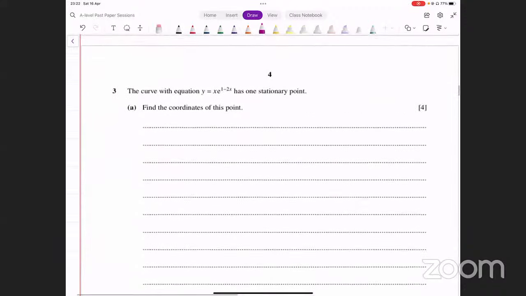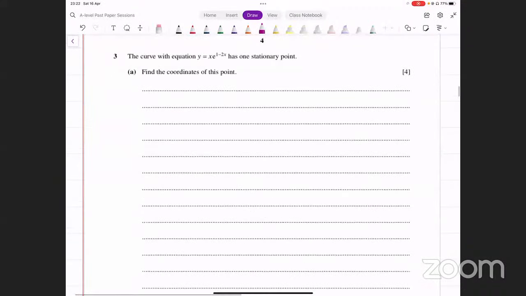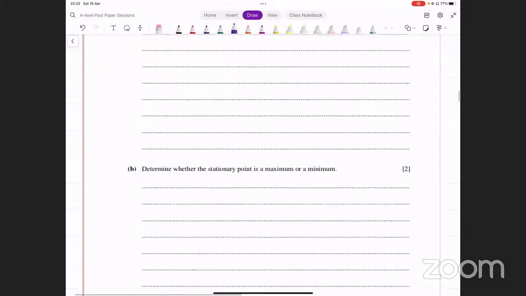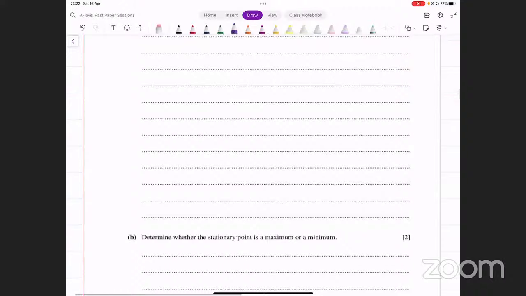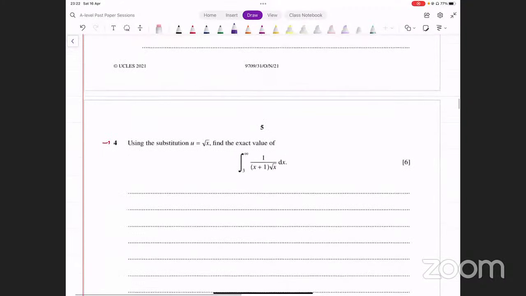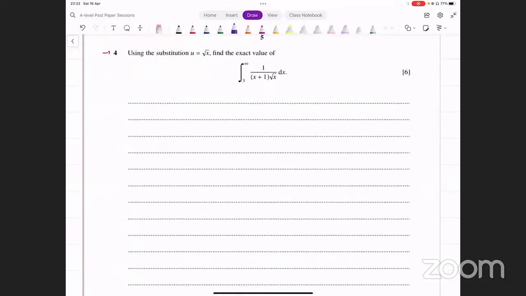Okay, let's move on. Question number 3 is relatively easier. It's simple product rule, and then you can do the second derivative, find whether it's maximum or minimum. हो जाएगा. Let's do the next one. Question number 4 from this. We have to use a substitution here. Using the substitution, u equals square root of x, find the exact value of this expression.